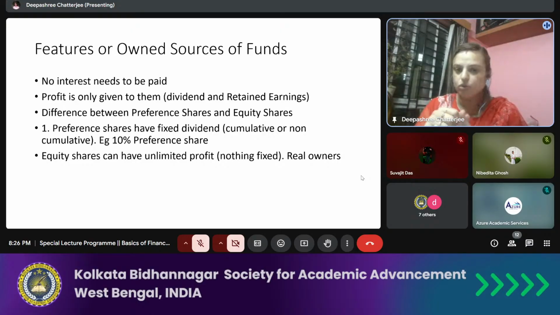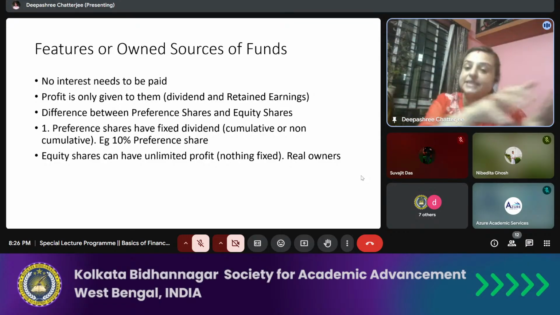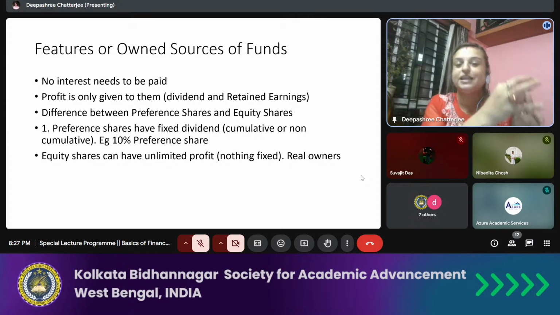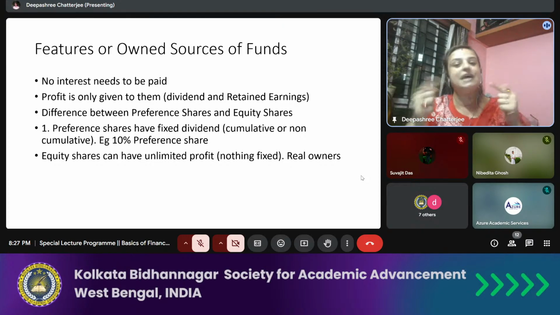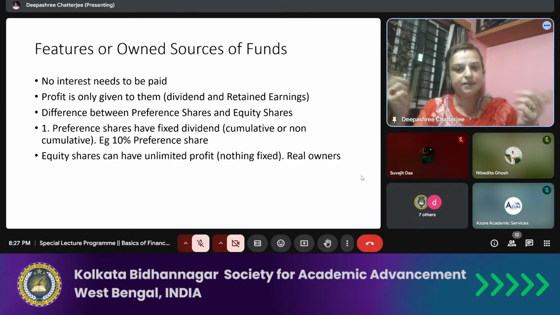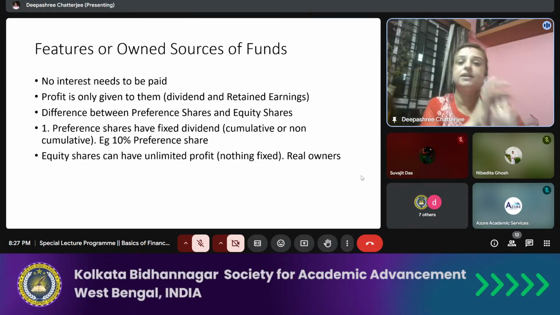For what we understood, own sources of funds consist of preference shares and equity shares. Preference shareholders enjoy a fixed dividend, while equity shareholders enjoy the entire profit left after giving the preference dividend. First thing. Second thing, preference shareholders get a preference over equity shareholders in distribution of dividend. Number three, equity shareholders are called the real owners of the company. Why? Because they have the voting power. They vote for the board of directors who will run the company. So these are the three main things we learned about preference shares and equity shares and the difference between the two.